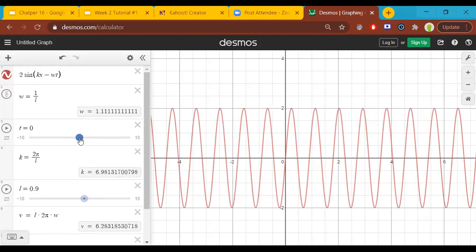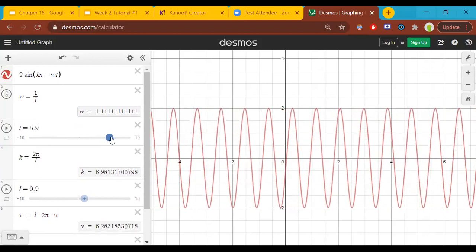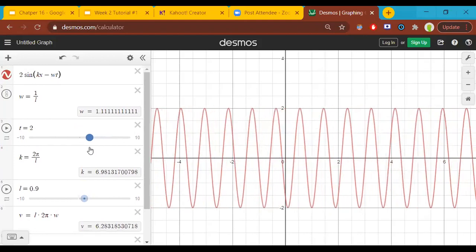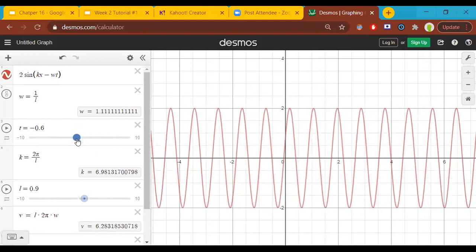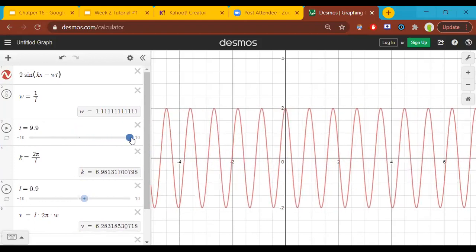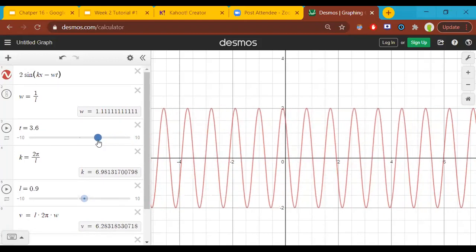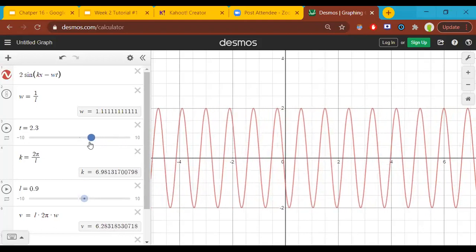Now I'm going to increase the time. So that means the time is moving forwards. And you'll see that as time moves forwards, you see the wave moving to the right. So note, over the course of about 10 seconds, about 2 crests have passed through. We see 2 crests pass through the y-axis.